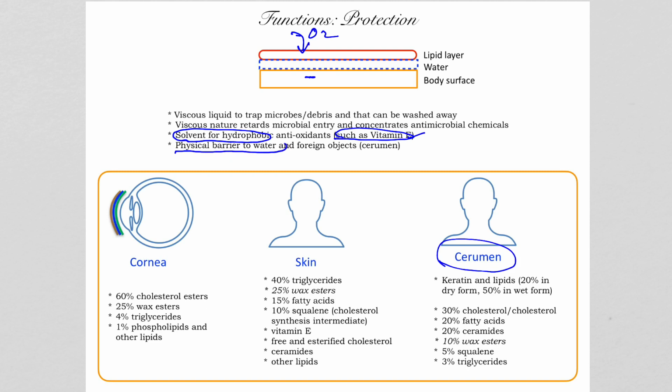In case of earwax, the long chain, hydrophobic wax esters help in the formation of earwax. And because these are very hydrophobic, they prevent water, as well as because of their physical barrier, they prevent foreign objects from entering the ear canal.